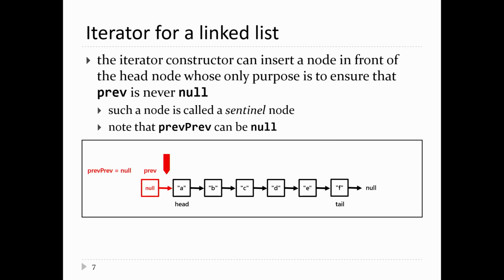So what I'm going to do is silently insert an unused node. Now this is funny: the linked list class doesn't even know that this node is here. The only class that knows is the iterator class. So our constructor is going to silently make a new node. That node holds no element, so there's no value stored in it. Its only purpose is to ensure that previous is never null. So I'm going to make a new node, store no element in it, and hook it up to the head of the linked list.